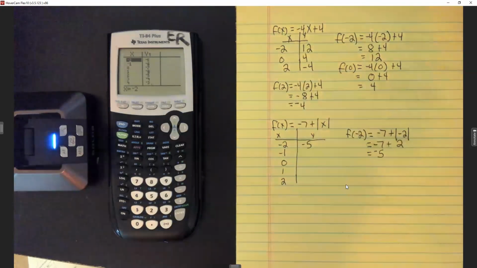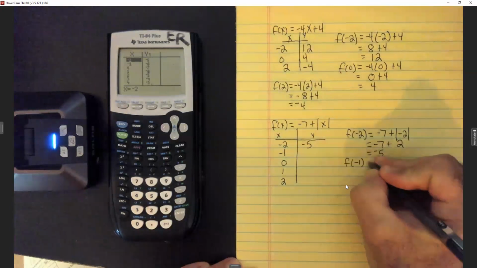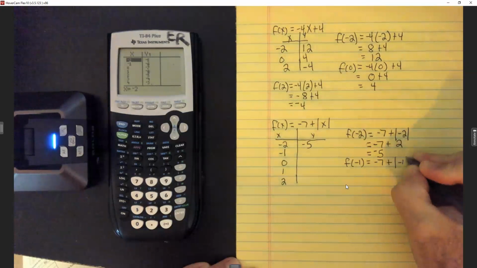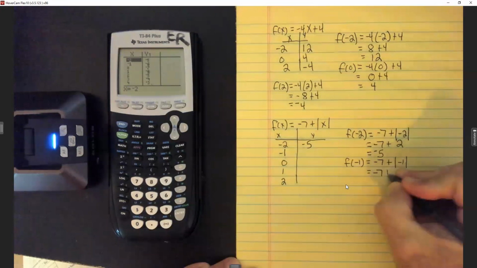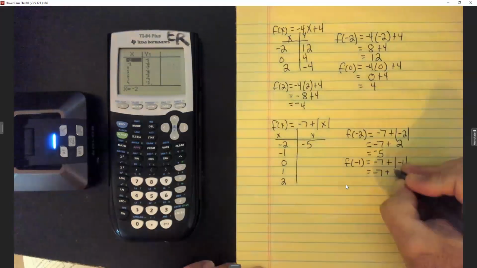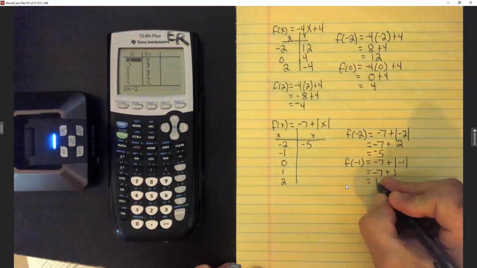Next, we got an f of negative 1, which will equal negative 7 plus absolute value of negative 1. So that's going to be negative 7. Absolute value of negative 1 is a positive 1. And then, y'all, here we go. Negative 7 and 1. 7 minus 1 is 6. Larger number is negative, so that stays negative.